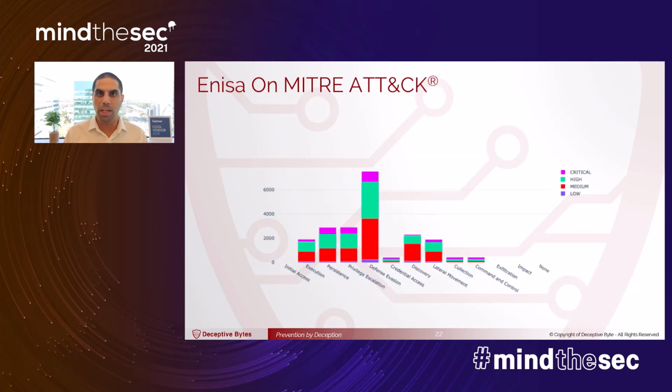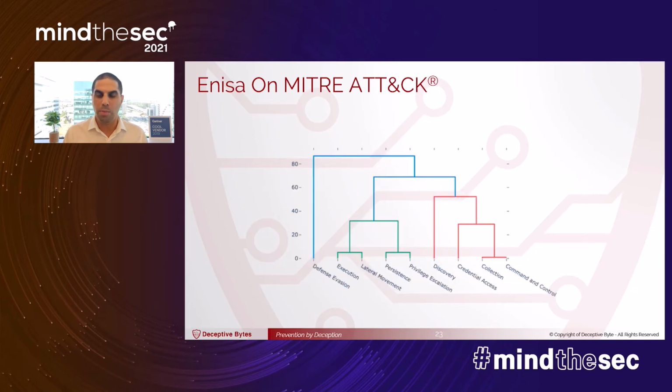ENISA, the European Agency for Cybersecurity, conducted research related to vulnerabilities using the MITRE ATT&CK matrix. As seen from the graph, most vulnerabilities use defense evasion capabilities in their attack, more than twice than any other tactic. From the same research, ENISA also clustered the results, and again defense evasion covers most of the attacks and is at the top of the hierarchy.